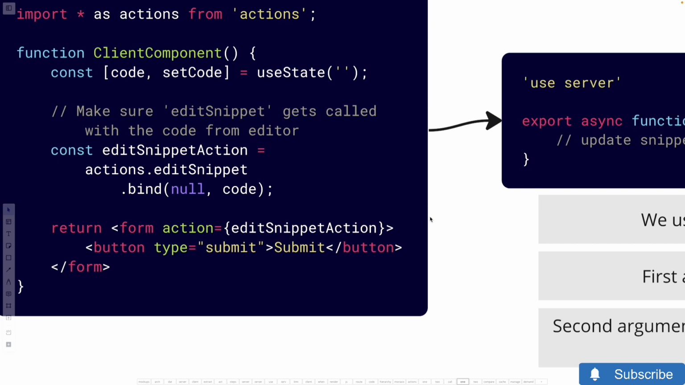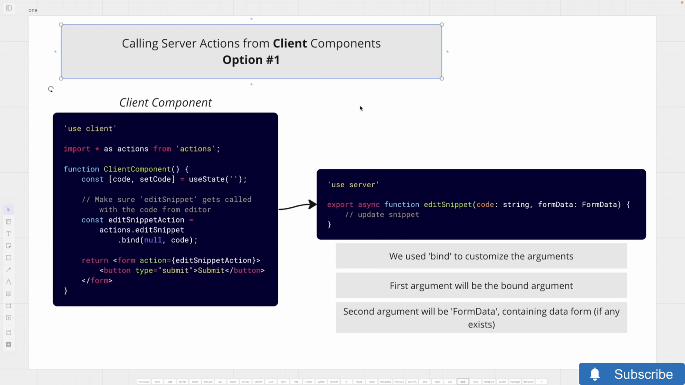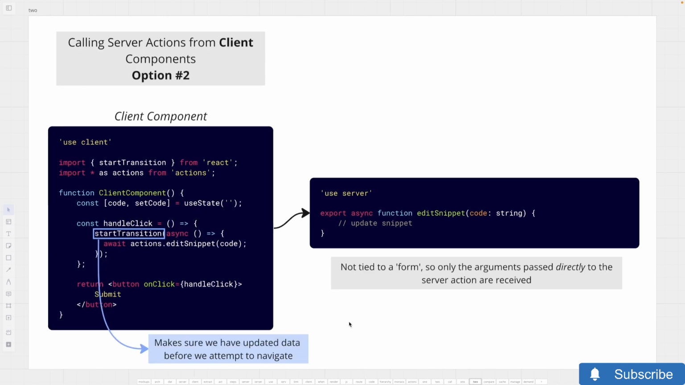So this approach is really good anytime we want to somehow access some state or something like that inside of our server action. And if we want to, we can also have some input elements with the form right here, but in this case, we just didn't need it for this particular client component. Okay, so that is option number one. Let's take a look at option number two.